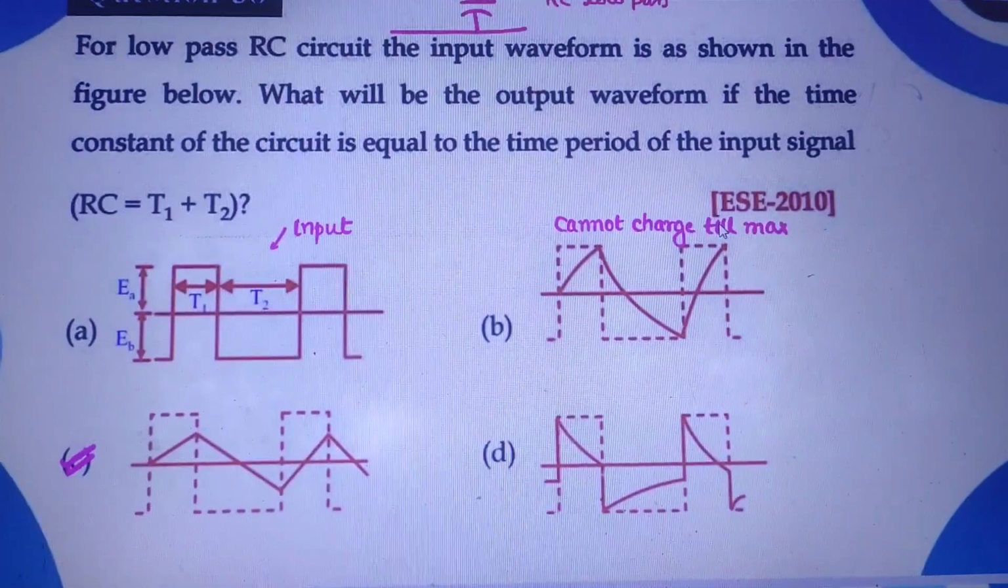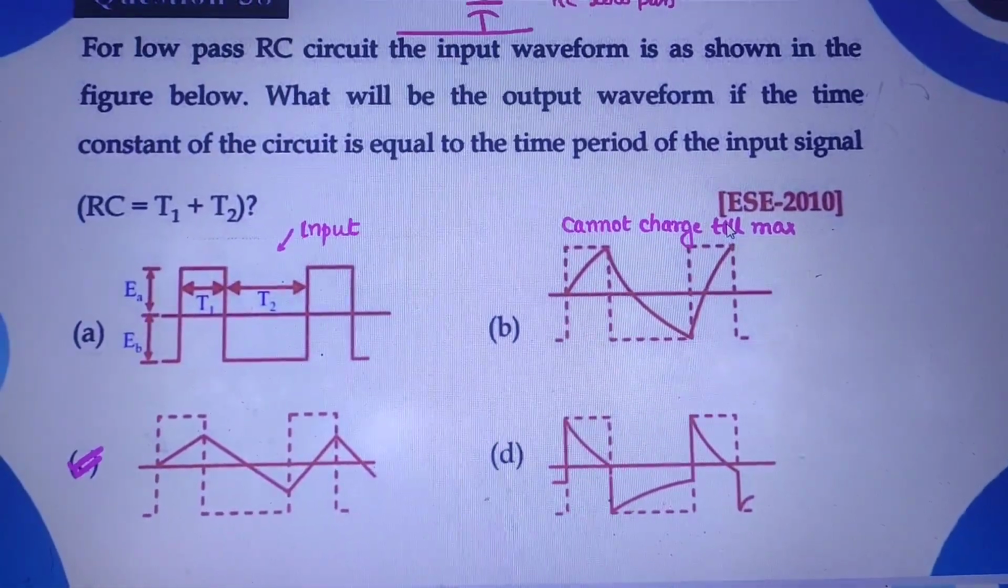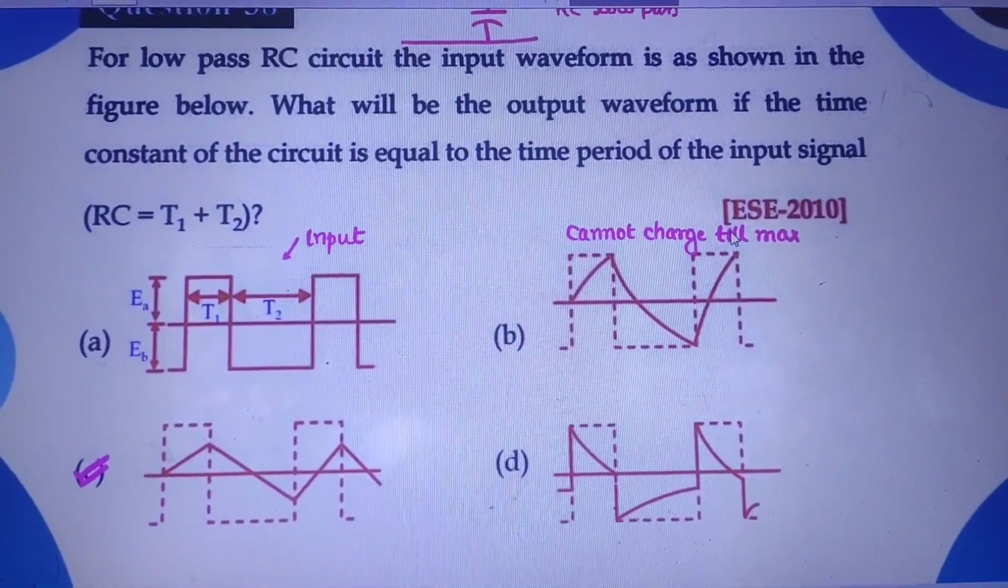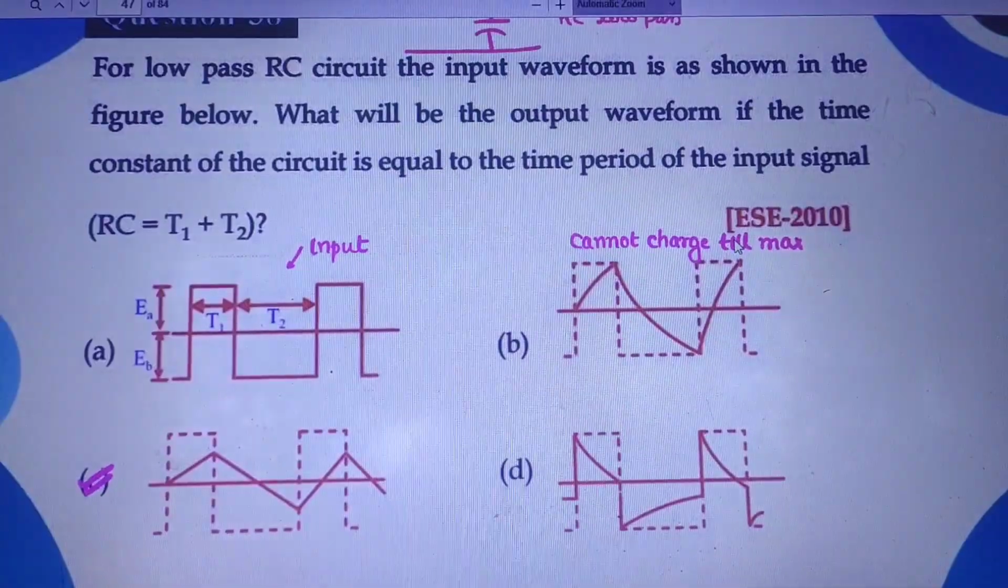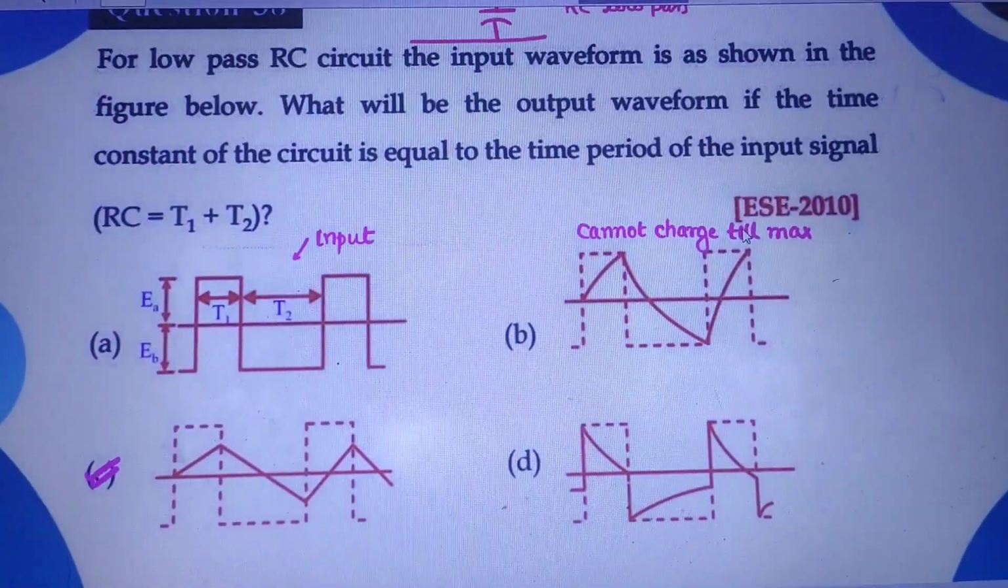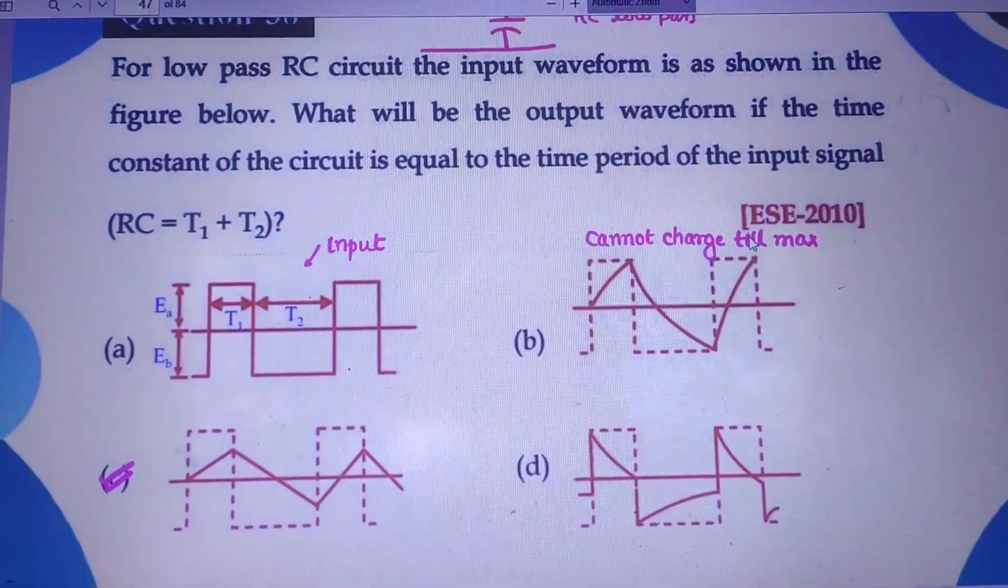Low pass RC circuit, the input waveform is as shown in the figure below. What will be the output waveform if the time constant of the circuit is equal to the time period of the input signal? Option C is the right answer, which will get the triangular waveform.